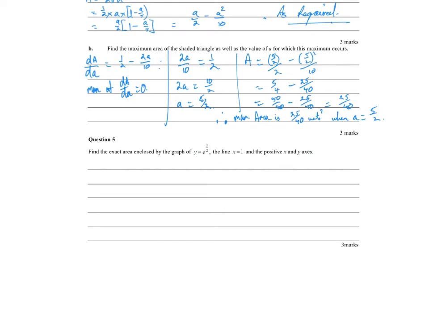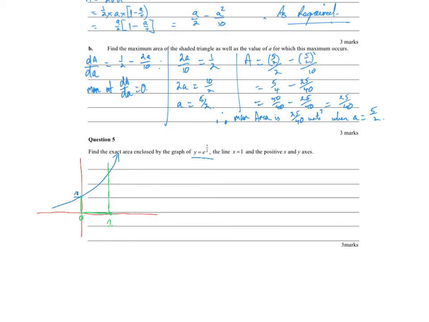All right, so what have we got here? Find the exact area enclosed by the graph. As soon as we have an area, we need a graph. So blue function, e to the half x, so it's just the e to the x graph. It's something like that. And at x equal to 0, y is equal to 1. And the line x equal to 1. And the positive x and y axes. So I'm looking for this area here.